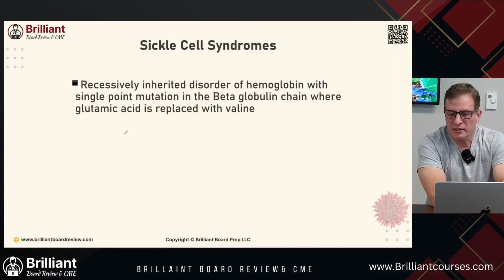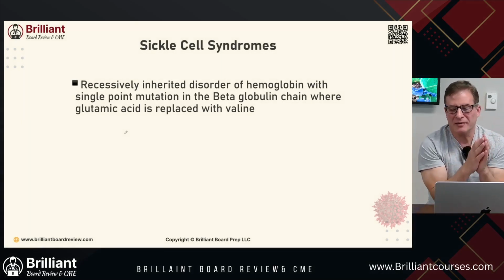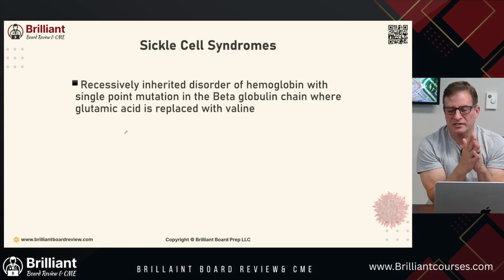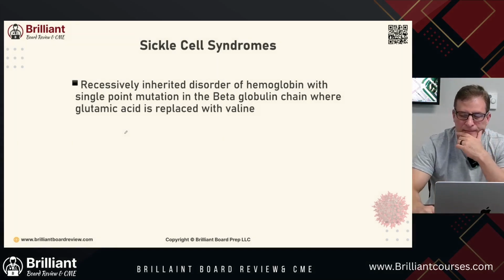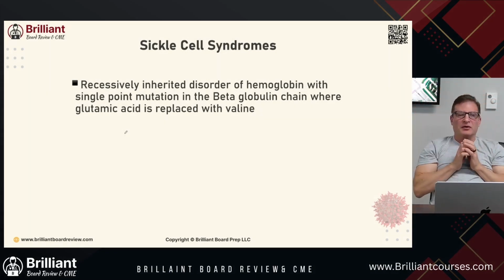So the mutated hemoglobin acts normally, but when it's dehydrated, deoxygenated, or in an acid environment, sickling occurs. So it can act normally except when it gets dehydrated or volume depleted, deoxygenated, or in an acidic environment. Sickling leads to vaso-occlusion, microvascular ischemia, and hemolysis due to membrane damage.